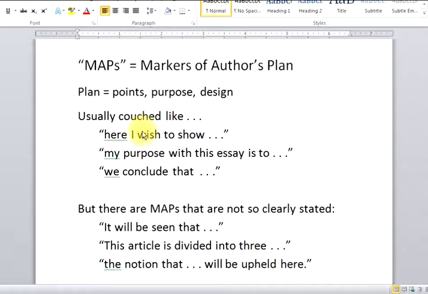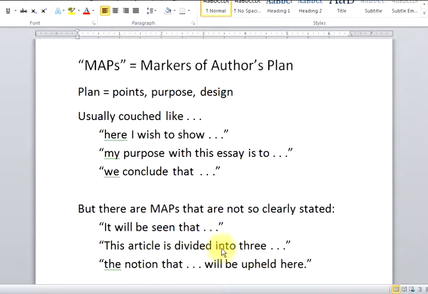Sometimes they won't, and the authors may choose to be more implicit with the statements that they provide you to show you how they have planned their writing and what their purpose and points are. And so sometimes the maps will take on the form of something like, it will be seen that the common view on cancer is, or this article is divided into three.